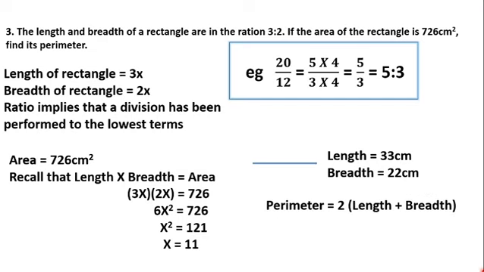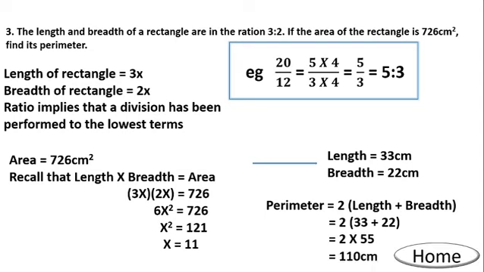We add the length to the breadth, and then we multiply that by 2, and that will give us the perimeter. So we can insert values: 2 into bracket 33, which is the length, plus 22, which is the breadth. And then we solve the bracket. That would be 55 times 2, and that would be 110 centimeters. So the perimeter of this rectangle will be 110 centimeters.